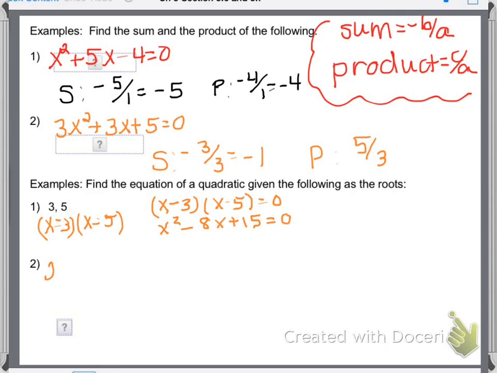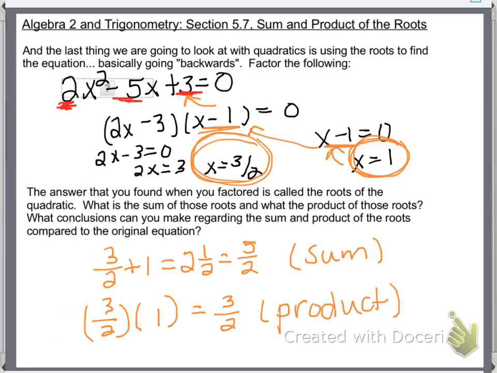The second one gives you 2i. What you have to remember is that imaginary roots come in conjugate pairs. So even though I only gave you 2i, you should know that negative 2i is also a root. We're still going to do the same procedure. We still have our answers. 2i and negative 2i, go backwards.